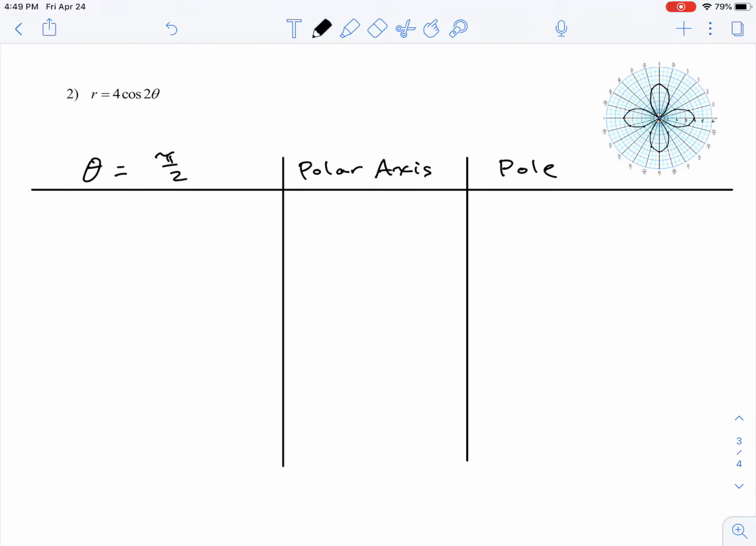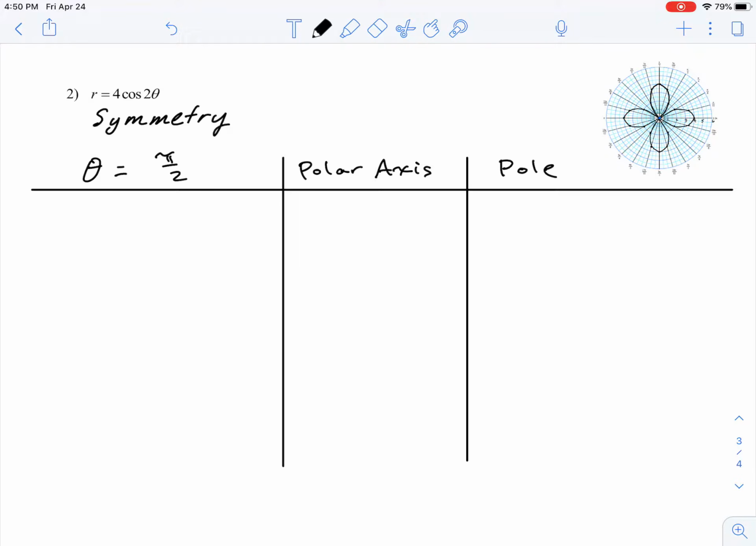All right, so I'm going to be doing one more problem where I check the symmetry and find the zeros and the maximum r values as well as where those occur. This time for r equals 4 cosine 2 theta. If you look back to your notes, this was the second polar graph that we did at the beginning of 9.7. So let's go ahead and first start by checking for the symmetry.